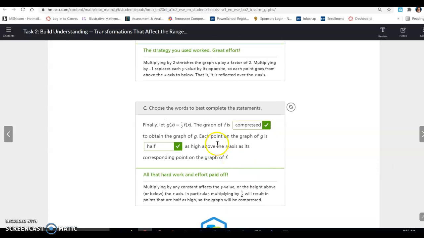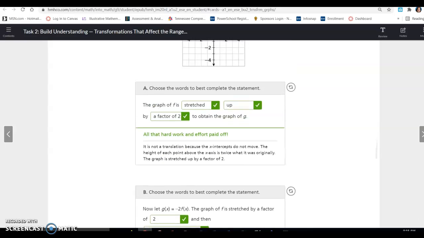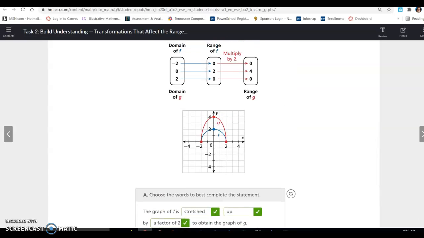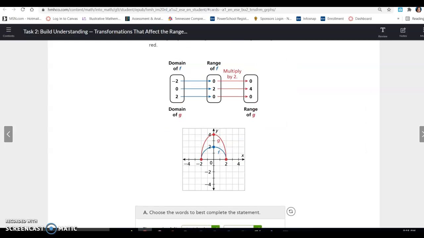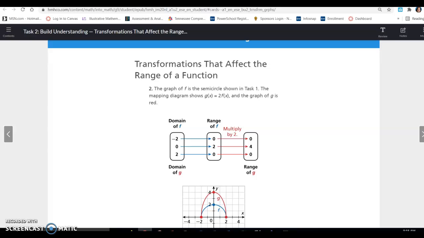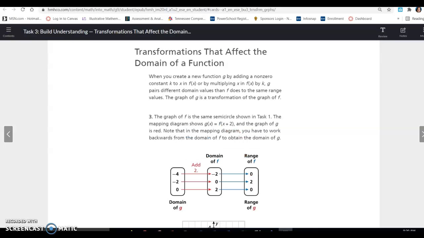Again, you can graph these if you want to make a table. To look at those bottom 2 examples, you can do the exact same thing. You can put -2 in here and see what the range is, and then see how it graphs it, and it'll flip it upside down. And if you want to multiply by 1/2, you can do the same thing and see how it compresses it instead of stretches it. So that's all for task 2. We are going to look at task 3. This is lesson 5.1, task 3, transformations that affect the domain of a function. The domain, remember, is your x values.